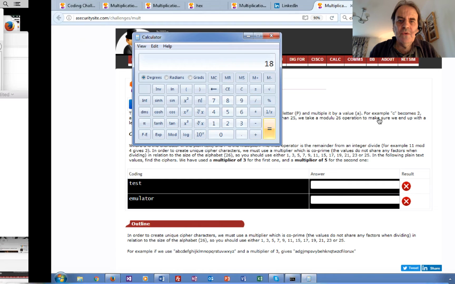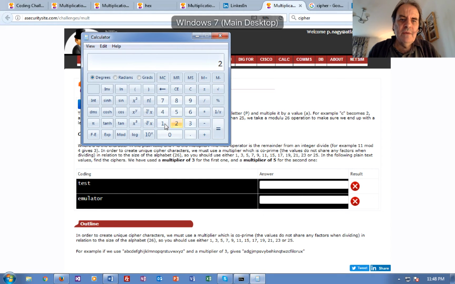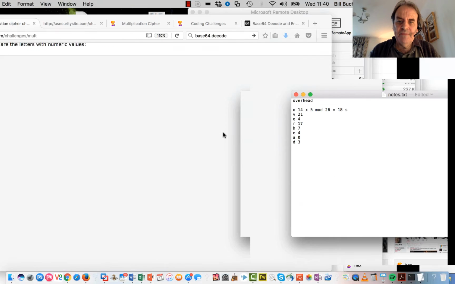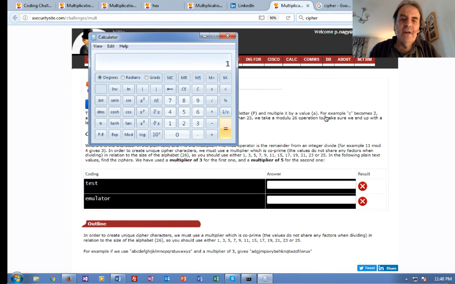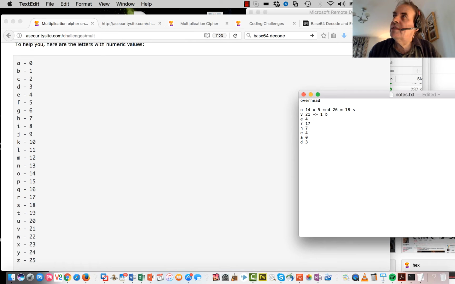Okay, now we'll take 21. 21 times 5 equals mod 26 is a 1. So that gives us a 1 here, which is a B. And now 4. 4 is easy. 4 times 5 is 20. Mod 26 is still 20. So that becomes a U.